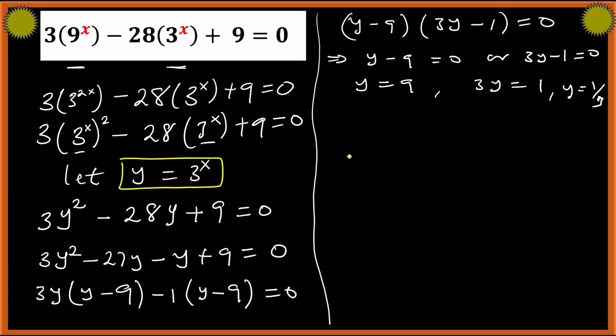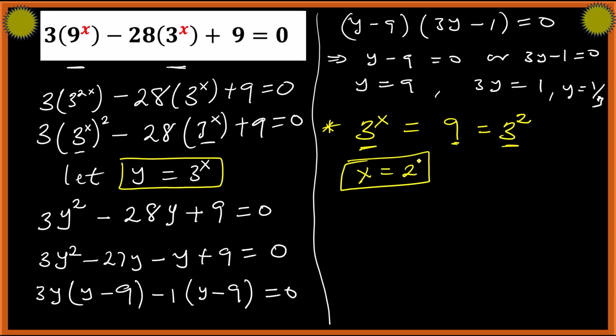So the first answer for y is 9. Let's do the substitution. 3 raised to x equals 9. This one is a typical exponential equation. So let's change this one to 3 to the power 2. The idea is to get equal bases. So we have 3 here, 3 there. So my x is 2. So the first answer for x is 2.